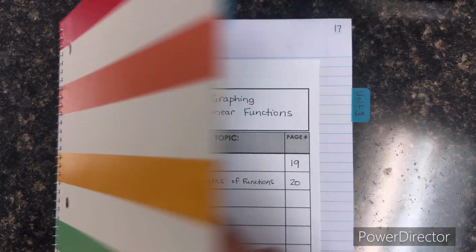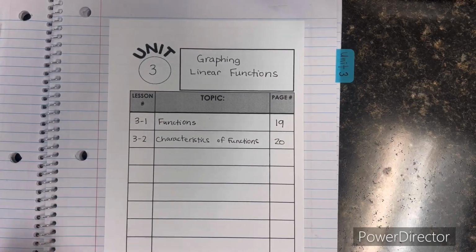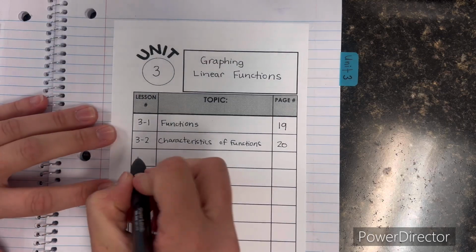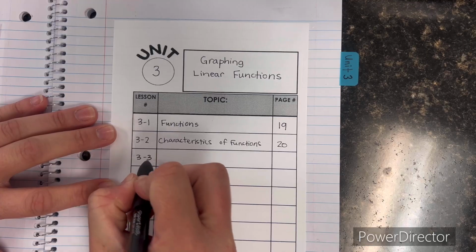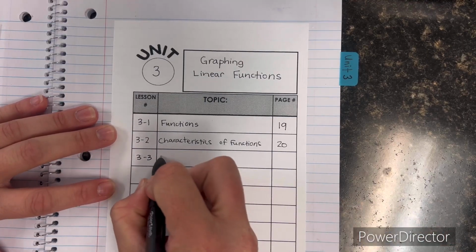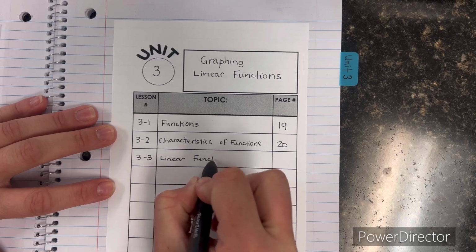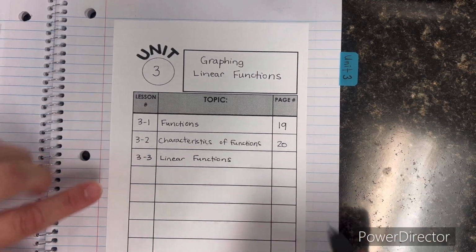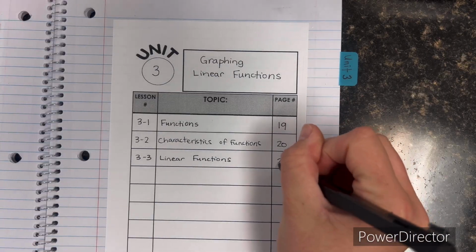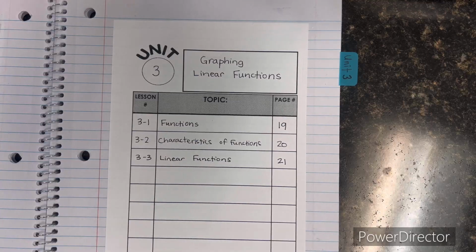And then you're going to flip to your Unit 3 Table of Contents page. Like I said, it's going to be section 3.3 or notes 3.3. And today we are finally going to take a look at linear functions. So linear functions, and we're going to tape this down onto page 21. So again, that's section 3.3. Title is linear functions, and we're going to tape it down on page 21. So everybody should be writing that down.